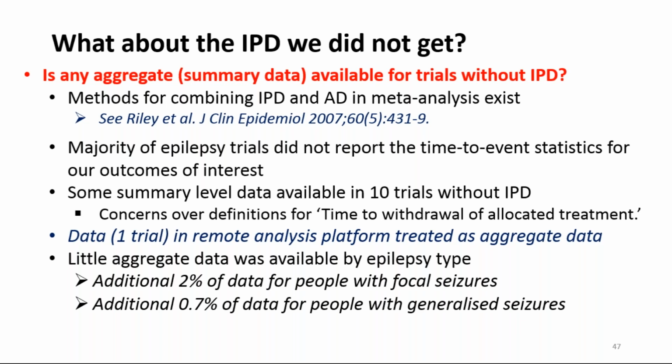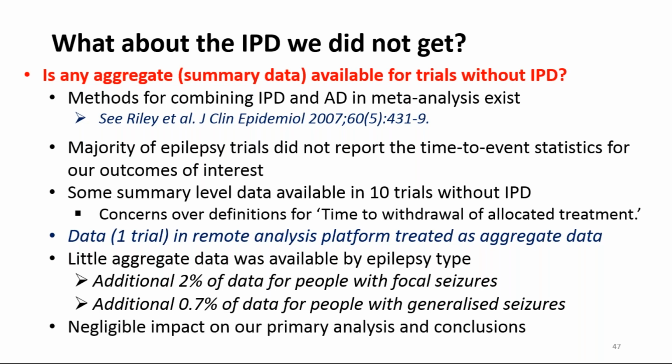Actually, there was very little aggregate data available by epilepsy type, and given our clinical question to look at treatment effect across the 2 different seizure types, in fact, we were only able to add in another 2% of data for people with focal seizures and another 0.7% of data for people with generalized seizures. So this is very small amounts that we were able to add. And not surprisingly, this small addition had a negligible impact on our primary analysis and on our conclusions.